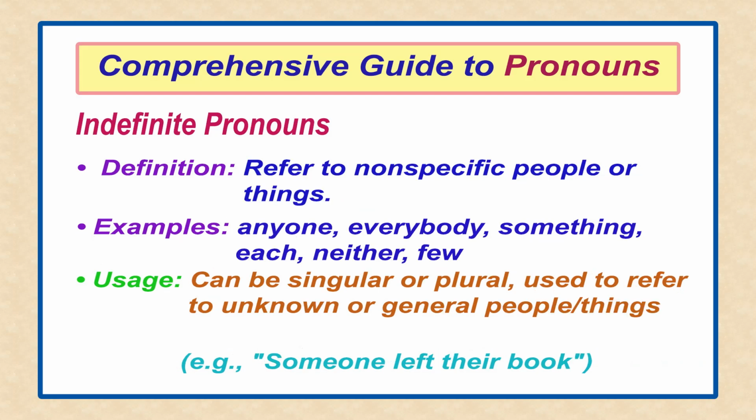Indefinite pronouns. Definition: refer to non-specific people or things. Examples: anyone, everybody, something, each, neither, few. Usage: can be singular or plural, used to refer to unknown or general people or things. Example: someone left their book.